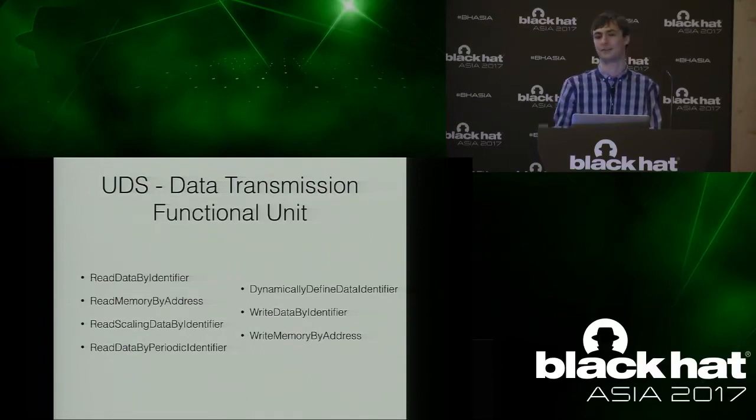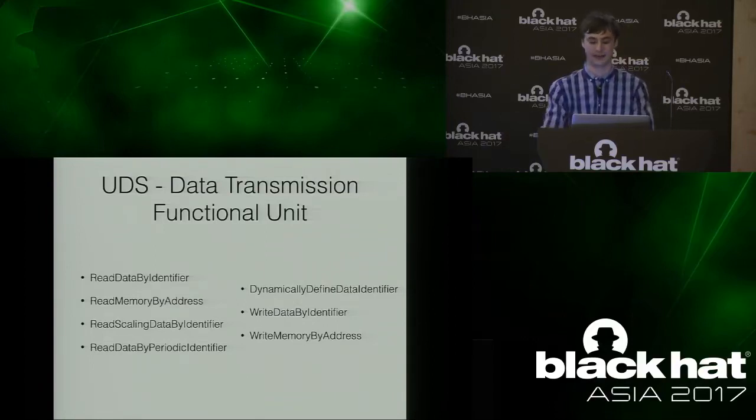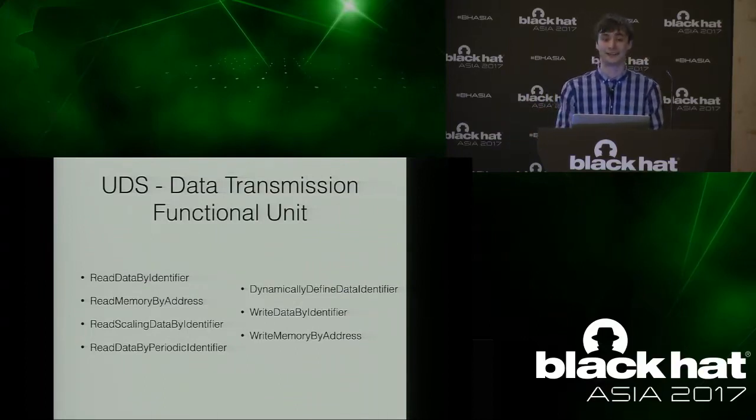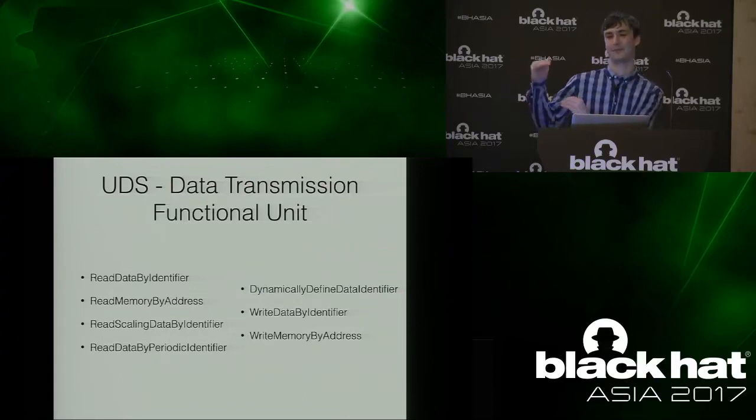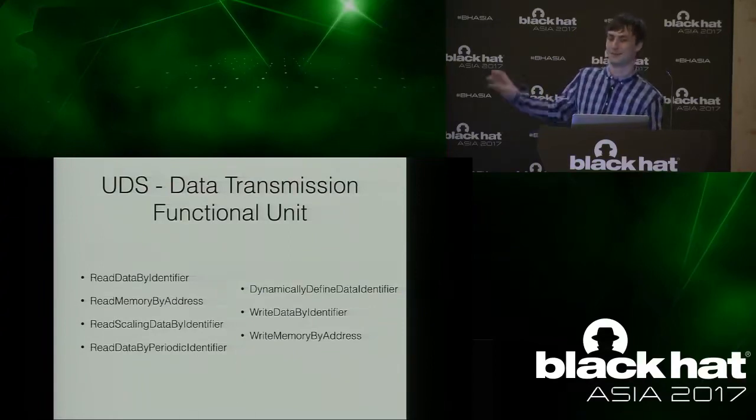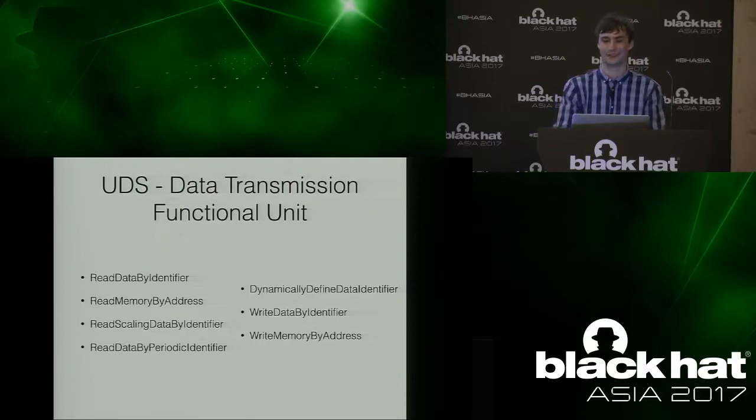Scaling data by identifier just gives you some information about how these data identifiers are converted to engineering units. And read data by periodic identifier lets you say, please send me some data on some period. So you can say, I want this every 10 seconds, give me the current value of vehicle speed, and we'll send it back. Last one there is dynamically defined data identifier. There's a lot of these. That one allows you to set up your own special data identifier and give it a memory address range that you want it to read, which is potentially, if they've disabled read memory by address but haven't disabled that one, a way to get in. So these are quite interesting because you get access to a bunch of parameters, both reading and writing.